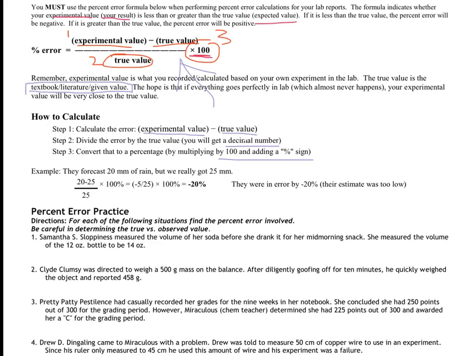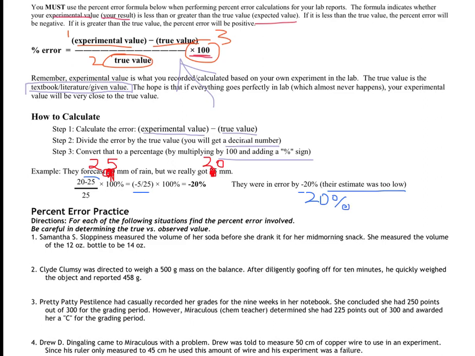Example. This example was actually printed incorrectly, so I want to go through this with you to make sure everybody has the right information. They forecast 25 millimeters of rain, but we really got 20 millimeters of rain. So our experimental value, what we actually got in a lab, is 20, minus what we were expected to get, 25. A forecast tells you what you're expected to get. So 20 minus 25, divided by my expected or true value, 25. So 20 minus 25 is a negative 5, divided by 25, times 100, is a negative 20%. So there was an error by 20%. So the estimate was too low, a negative 20%.